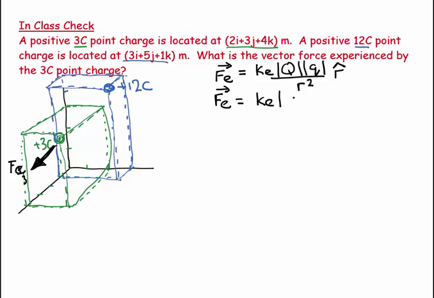And then this is plus 12, but I don't care about the sign. It's just 12 multiplied by 3, so I don't care about that. And now I have to do my r squared, and my r squared is that separation squared.